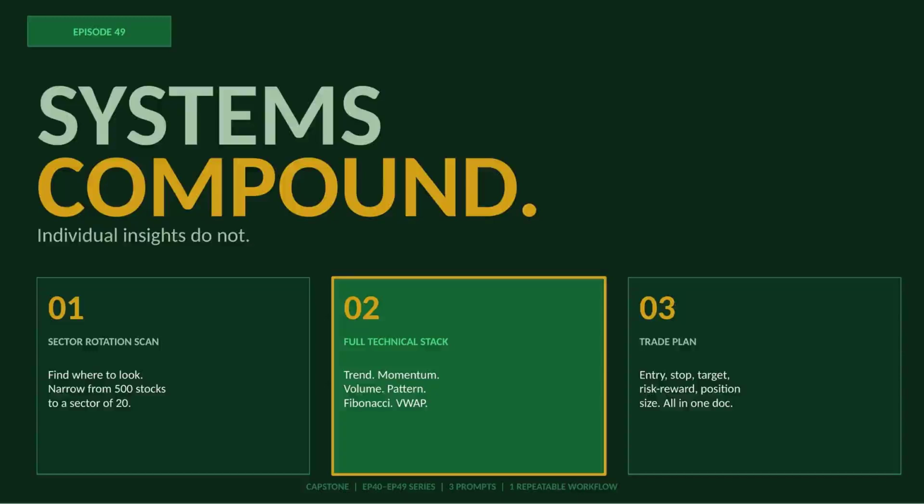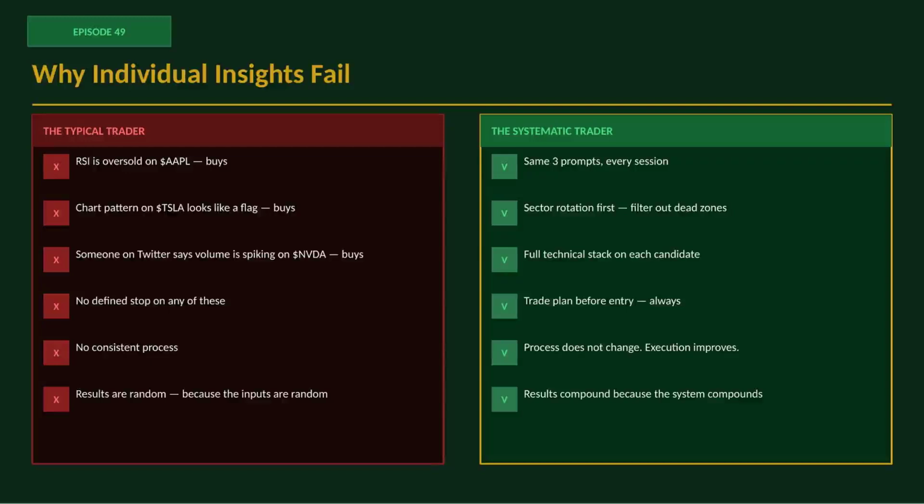They know what RSI is. They can spot a flag pattern. They understand Fibonacci levels. The problem is that they use these tools in isolation. No sequence, no order, no defined process. An oversold RSI reading gets a buy. A chart pattern catches their eye and they pull the trigger. Volume spikes on Twitter and suddenly they are in a trade with no plan. The results are random because the inputs are random.